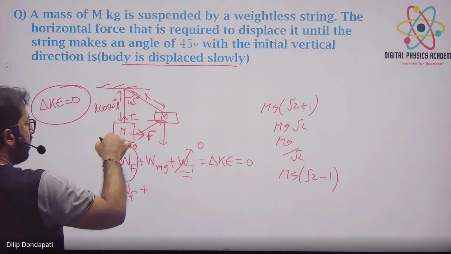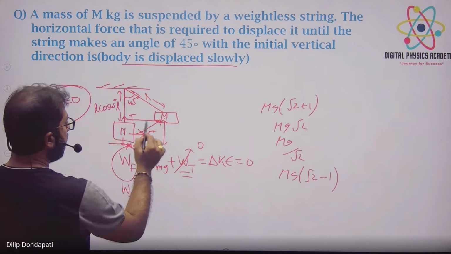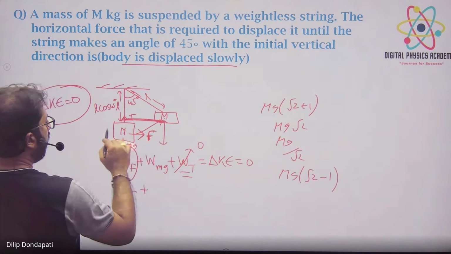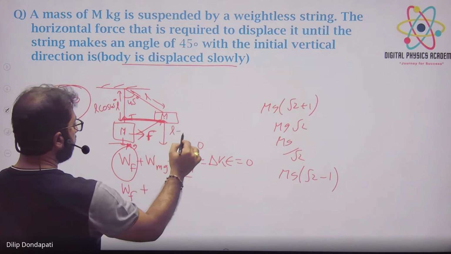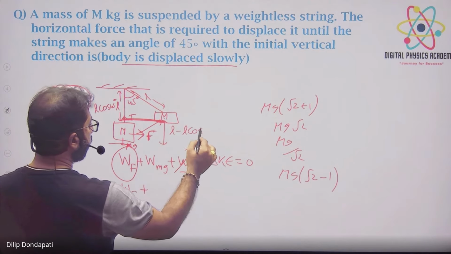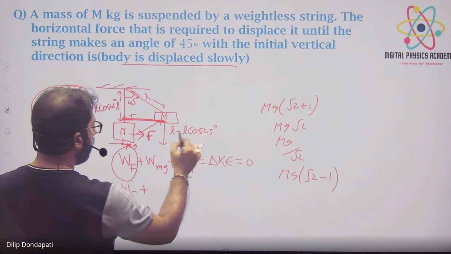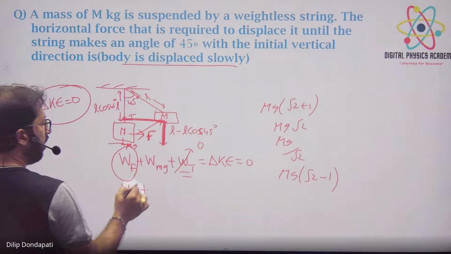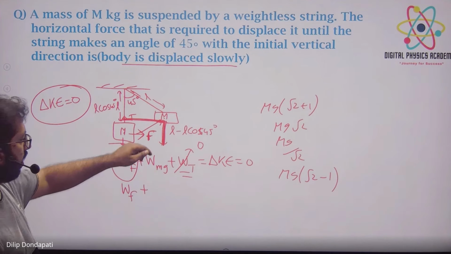Okay, total length is L, right? So how much will the height be? Tell me. L minus L cos 45. This is the displacement, the vertical displacement.